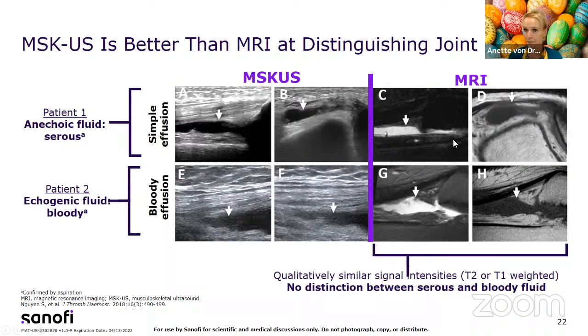But then you look at the MRI, which was done the same day, and independent of T2 or T1 weighting, I think it is quite clear that the MRI looks very comparable in both. So it cannot distinguish, by providing different signal intensities, whether this is a bleed or not a bleed. It's just fluid in the joint.